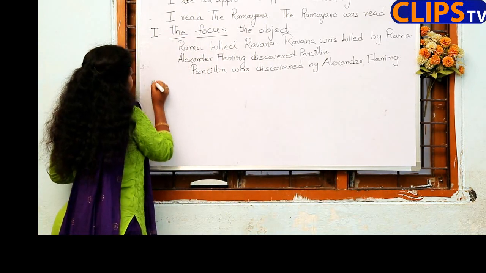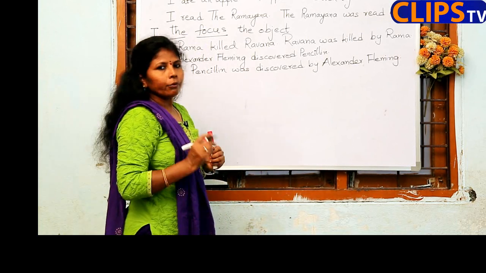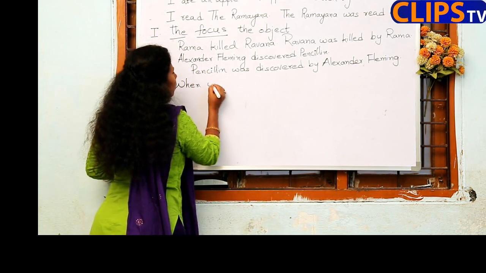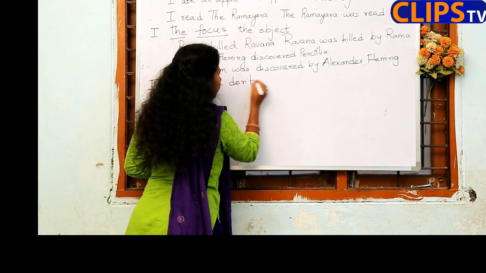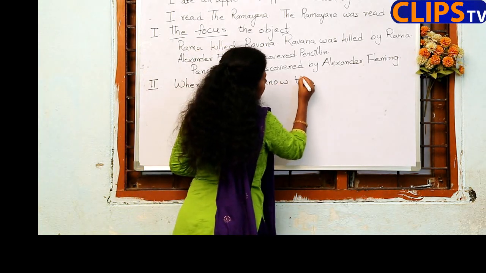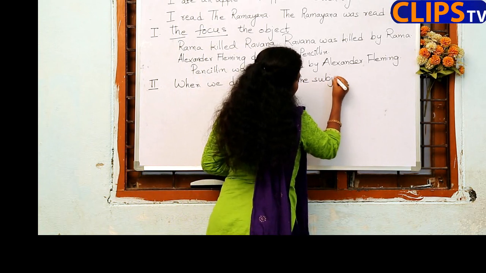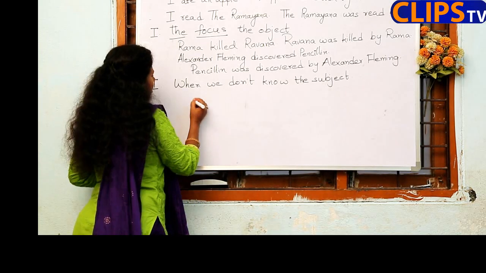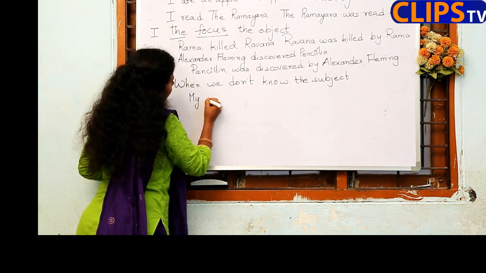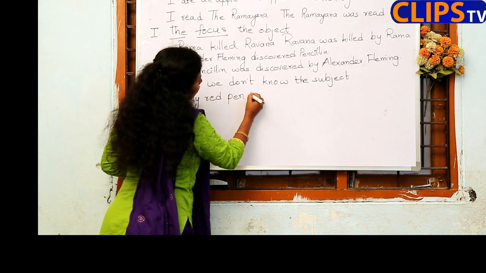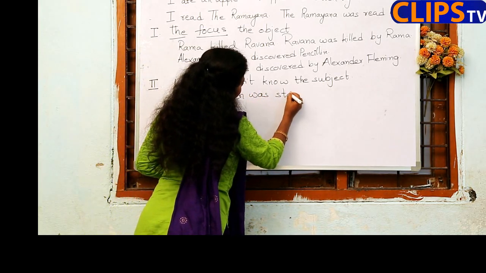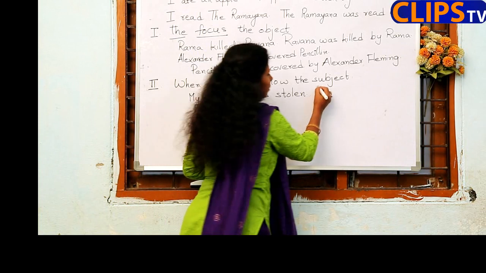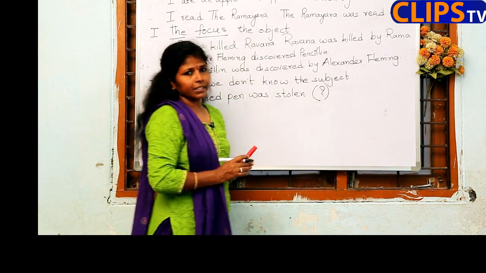The second situation where we use passive voice is when we don't know the subject. For example, my red pen was stolen. I don't know the subject. Who did it? I don't know.